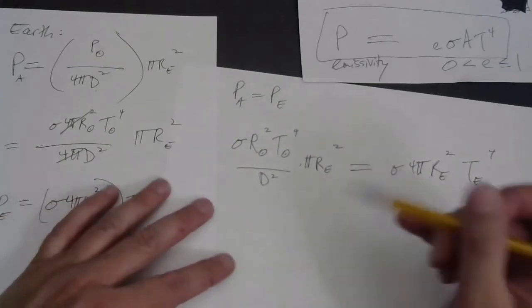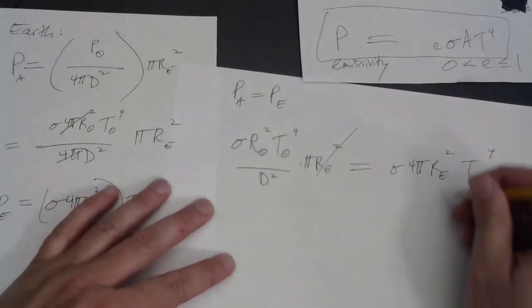And surprisingly, I'm finding that the radius of the Earth doesn't even matter. That's kind of surprising. So if Earth was a larger planet in diameter, it would still have the same equilibrium temperature? Okay. And remember, I'm solving for the temperature of the Earth. So what can I get rid of here? The sigmas go away.